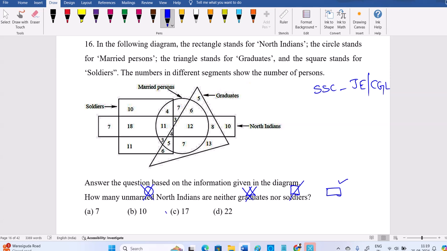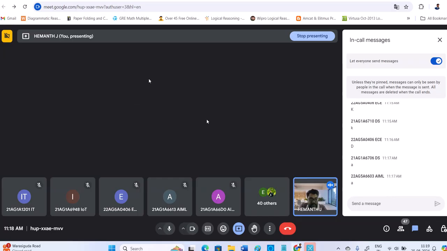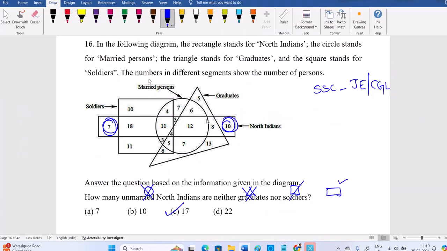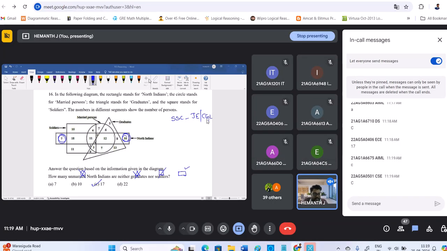So I think it's 17, no? These 7 are unmarried, not graduates, right? Not soldiers. These 10 are also the same. Answer is 7 plus 10. Don't say 7 and 10. It's 7 plus 10. 17 is your answer. Option C is correct.